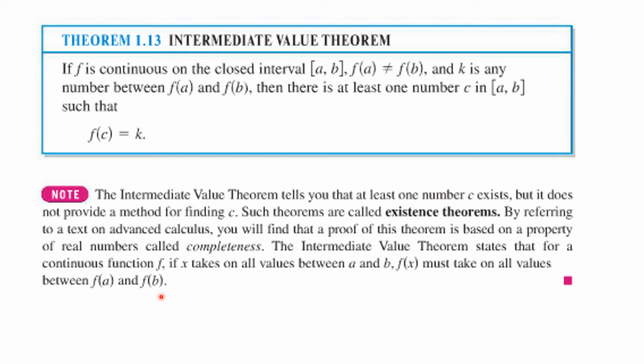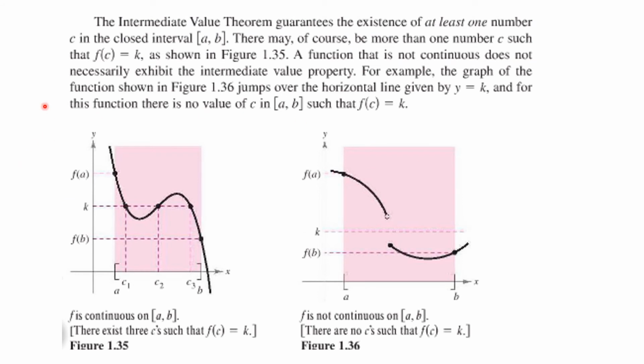This is a very useful theorem, and sometimes we have problems, perhaps there was one assigned, where you have to find the value of c. It doesn't tell you how to find it, it just tells you whether one exists or not. The intermediate value theorem guarantees the existence of at least one number c, but there might be more than one number c, and sometimes there's just one. And of course, you don't have to take on every value between f of a and f of b if the function is not continuous, because we have continuity in the if part of the theorem.